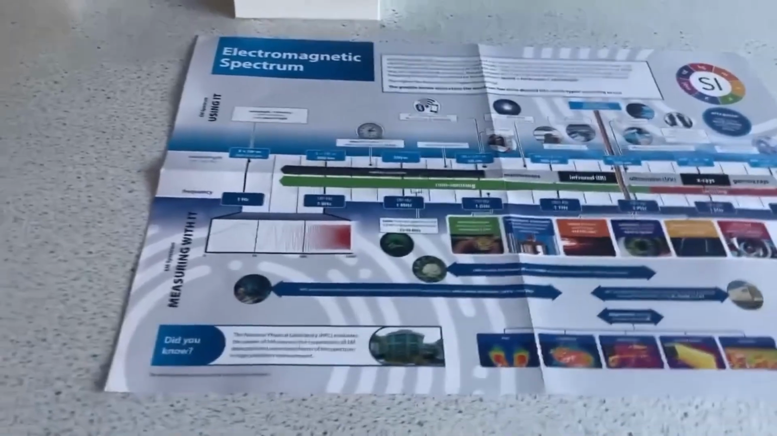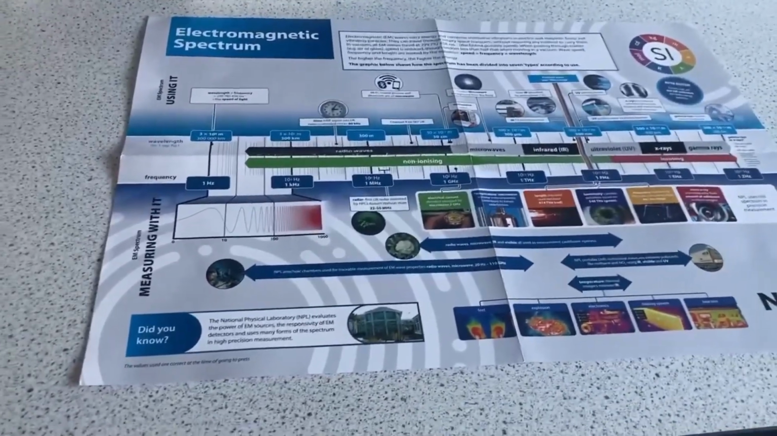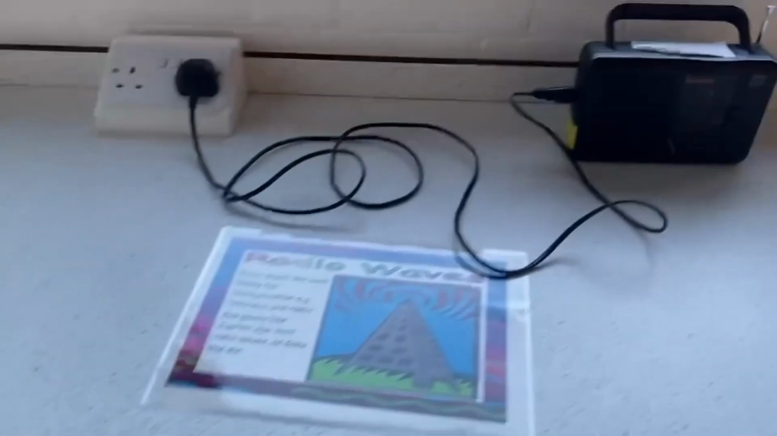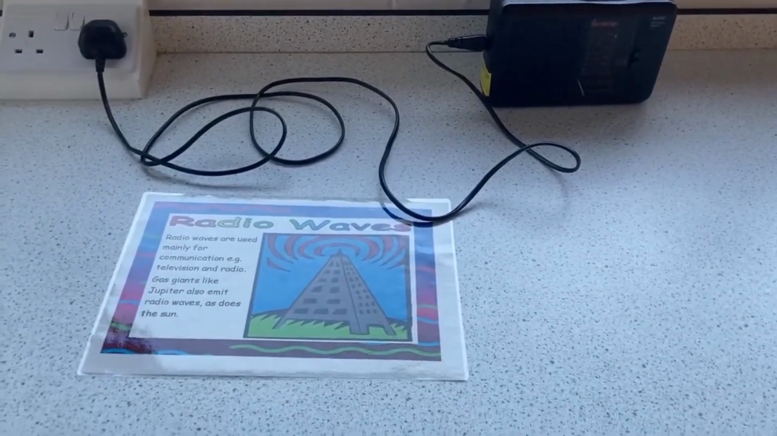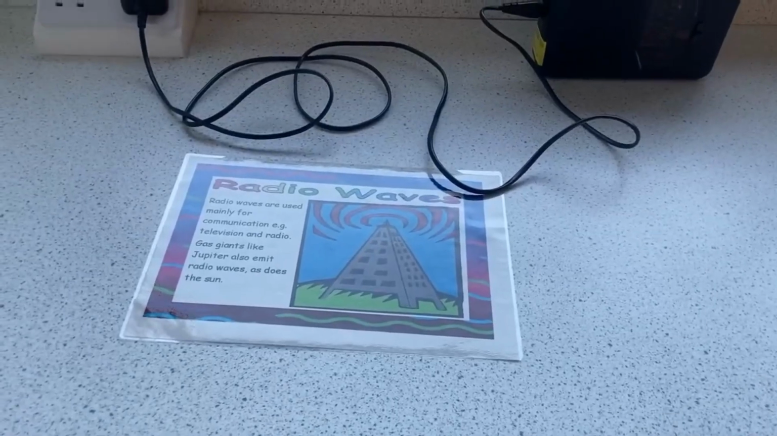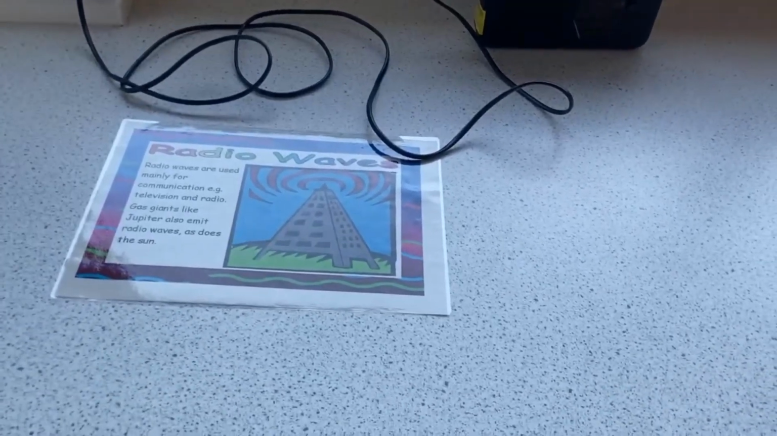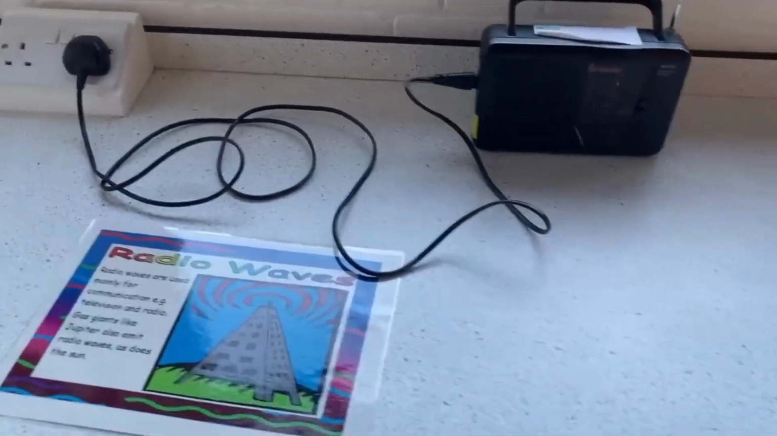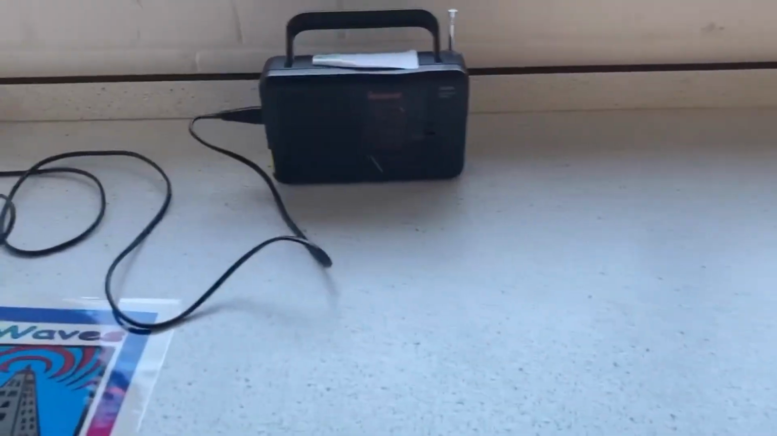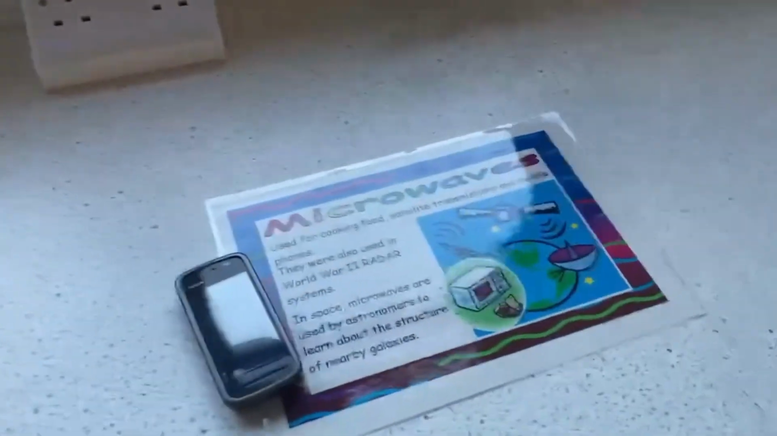And although it's a continuous spectrum, it's divided into areas, first of which is radio. So we have a radio there. This section also covers television signals, other types of communication, and also natural emitters such as planets like Jupiter and stars and the sun. So the next section is microwave.